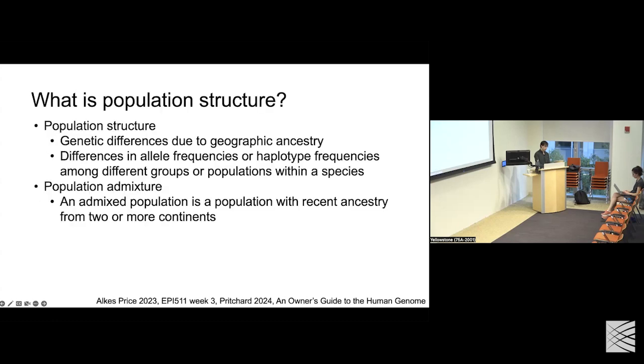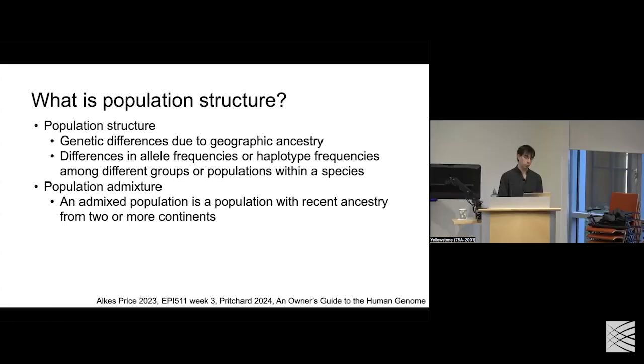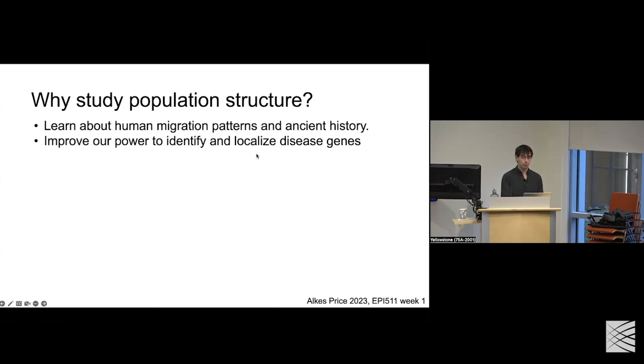Without further ado, population structure. You can define it in different ways, but it can refer to genetic differences due to geographic ancestry. Another definition is differences in allele frequencies or haplotype frequencies among different groups or populations within a species. And then population admixture: an admixed population is a population with recent ancestry from two or more continents or groups that were previously isolated. So why study population admixture?